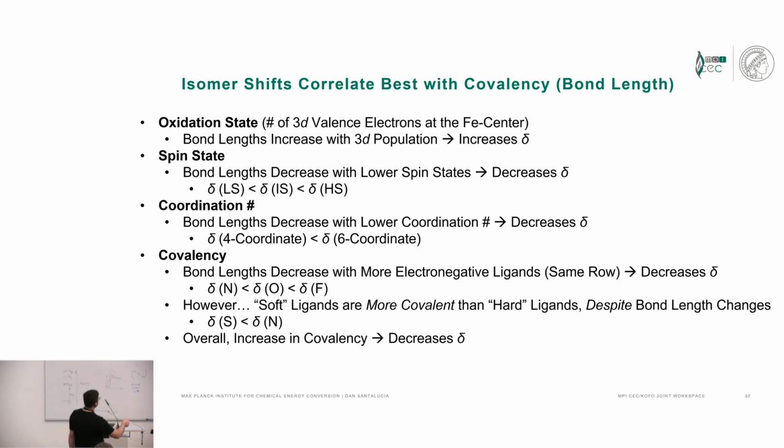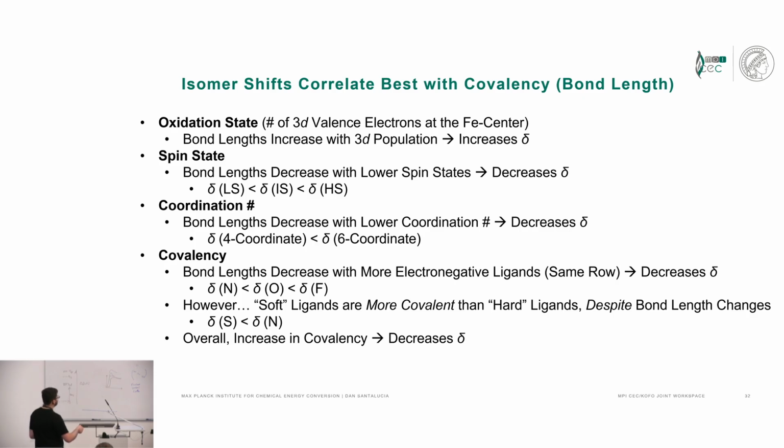But let's think about the isomer shifts of atoms within the same row. So if I have a nitrogen versus an oxygen versus a fluorine coordinating my center, I can clearly relate that to electronegativity and covalency, and therefore I see that fluorine is going to lead to a different isomer shift.